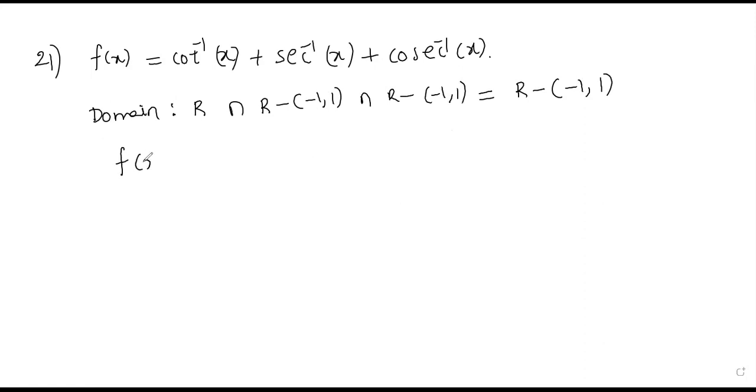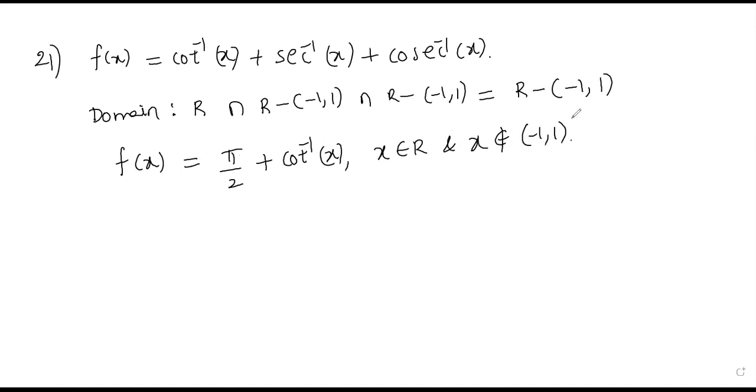Now in this interval, what will f of x be? Secant inverse x plus cosecant inverse x becomes pi by 2, plus cot inverse x. So here x is clearly a real number and x doesn't belong to open interval minus 1 comma 1, nothing but x belongs to R minus open interval minus 1 comma 1. Suppose x takes all real numbers, then the range of cot inverse x will be open interval 0 comma pi. But here x is not taking all real values. It is not taking the values between -1 and 1. So the range of cot inverse x cannot be taken as 0 to pi. It will be reduced.